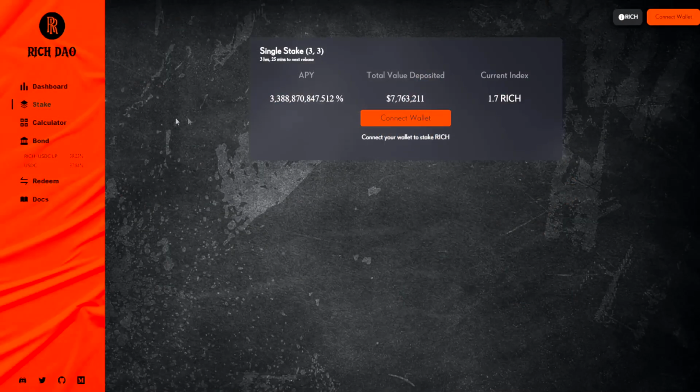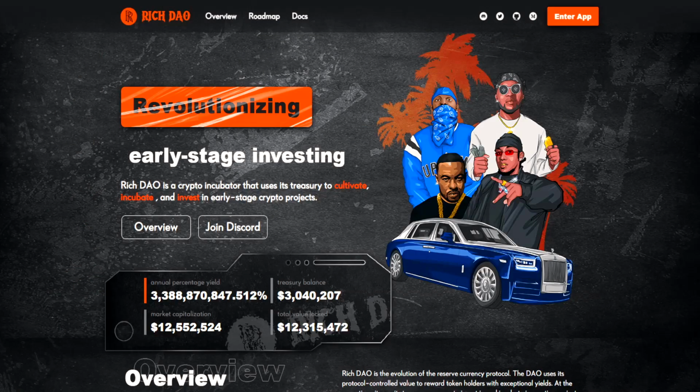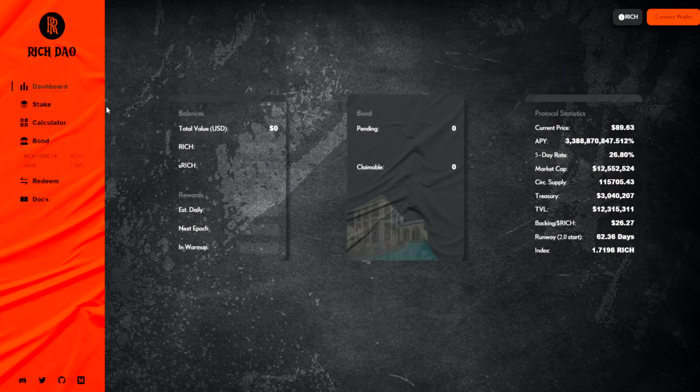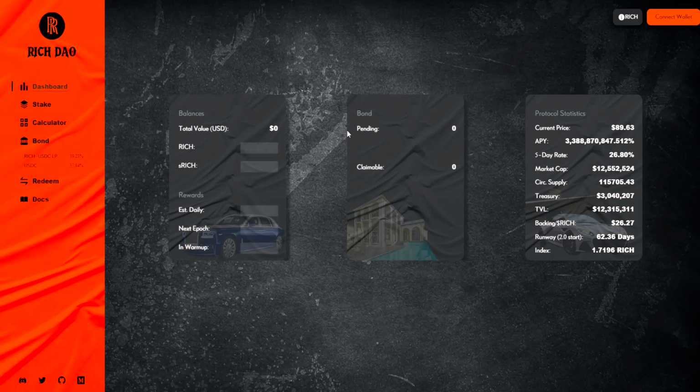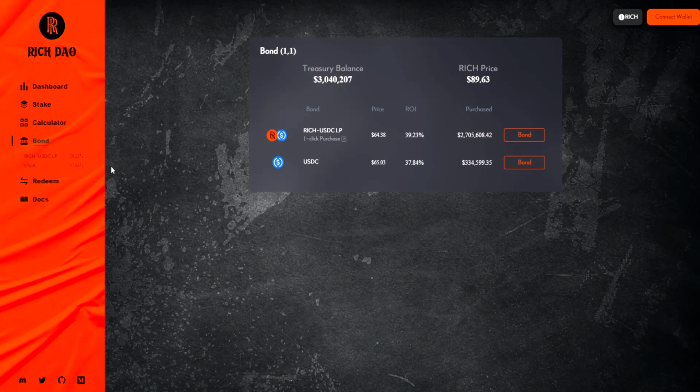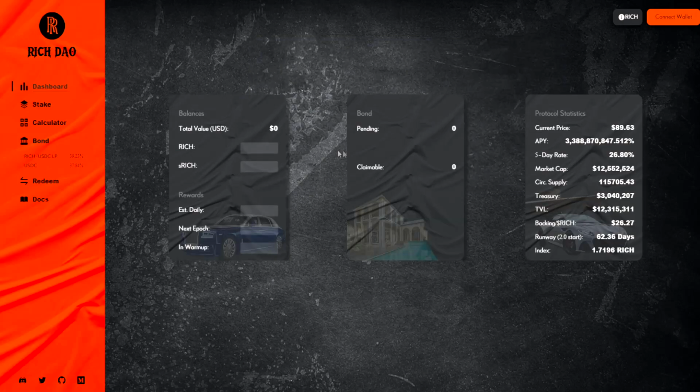We can move toward their app, which will give us, first, the option for a dashboard. It'll give us a bunch of information in real time, like the price and all those things. And we can get the option of a calculator to stake, then the bond, and currently they're accepting USDC, but I think this is temporary. So you can see what the price actually is.